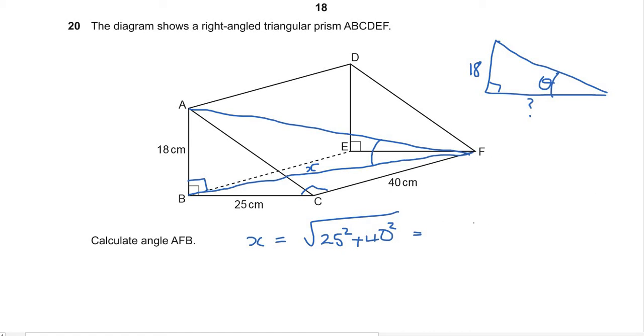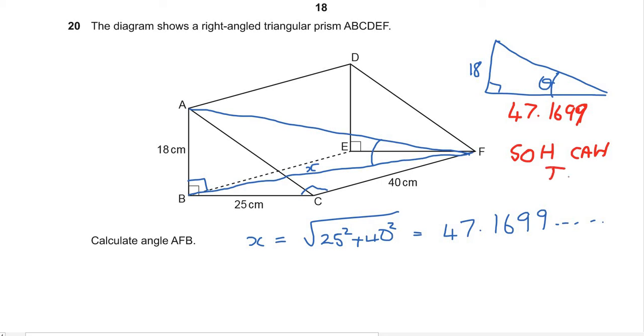And the answer is 47.1699 and so on. Right, so we now know this length is 47.1699. So we can use some simple trigonometry, some SOHCAHTOA, to find theta. Well, what angles have we got? We've got the opposite and we've got the adjacent, which means we're going to use tan. So let's set this up then.